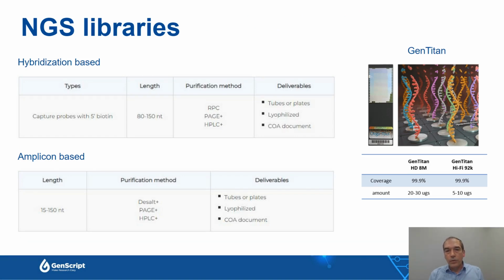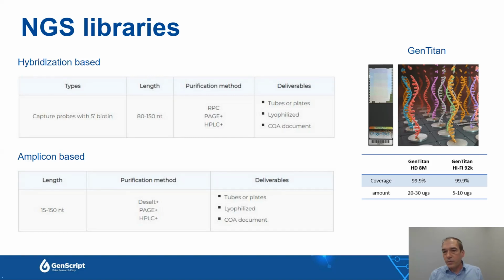So going a little bit more into detail into the different services. For example, for NGS libraries, we can develop hybridization-based libraries or amplicon-based libraries. They can be packaged in different formats. They can be in tubes or plates. They can be lyophilized, and we, of course, send them with the corresponding documentation.